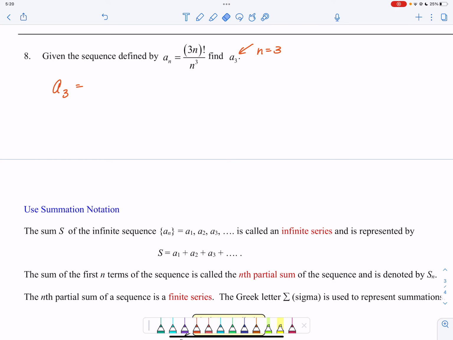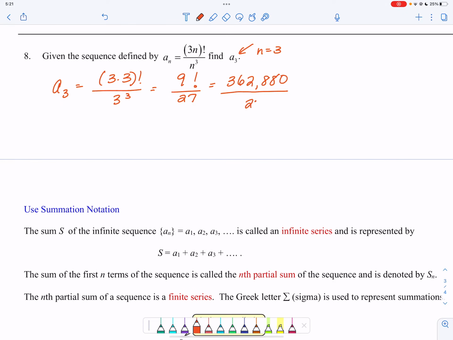Put that there. And then here we're going to have 3 times 3 factorial divided by 3 cubed. We'll just take this one step at a time. That's 9 factorial divided by 27. And that's equal to 362,880, if you work that out, divided by 27. And I came up with 13,440. So that would be the third term of that sequence.